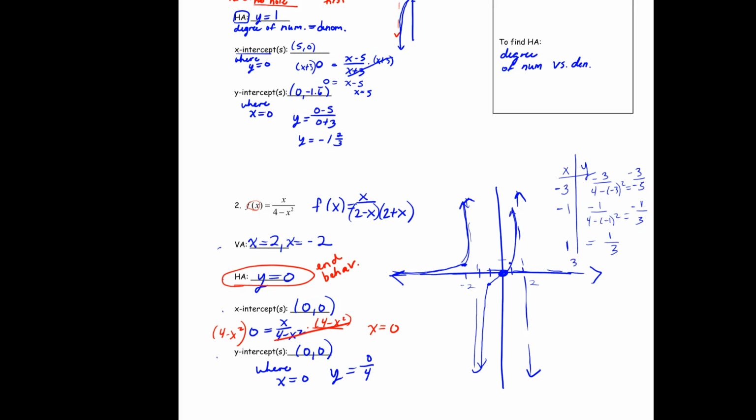And then finally you plug in the number 3 to the right of the vertical asymptote, and you're going to get 3 over negative 5. 3 over 4 minus 9. So we have 3 and then negative 3/5 down here. So the graph should be down here, approaching that way. Basically, you just plug in numbers, and then just use your asymptotes to guide the shape of your graph.